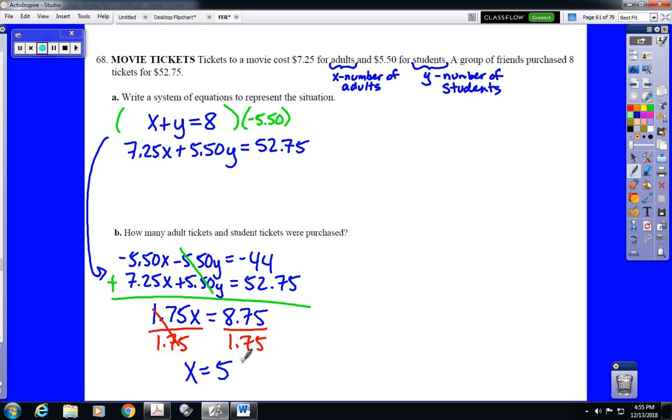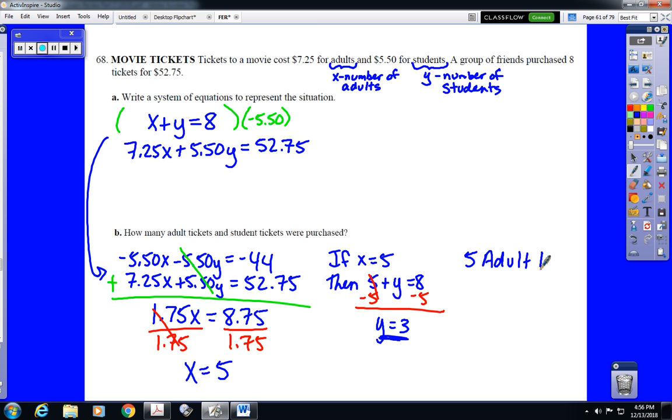5. And if x equals 5, then we can plug that into x plus y equals 8. So 5 plus y equals 8. Subtract 5 from each side, and we get that y equals 3. So we answer the question, how many adult tickets, how many student tickets? We would say 5 adults and 3 students.